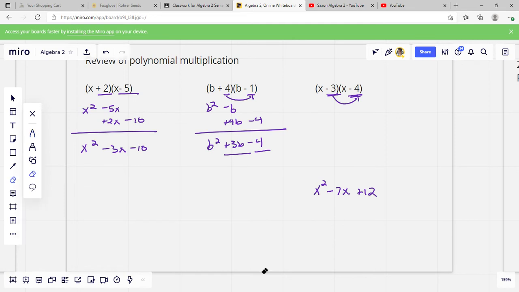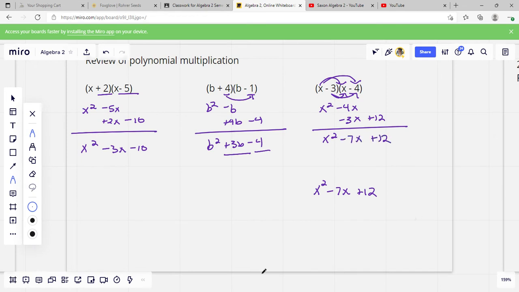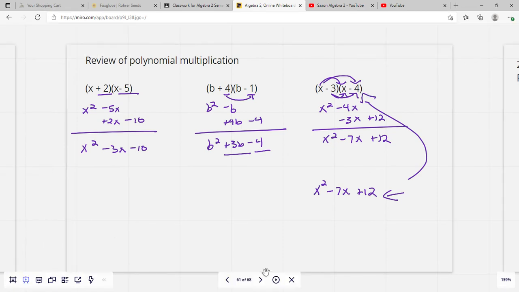Now let's rainbow it out and see if it works. So if I do x times x, I get x squared. X times negative 4 would be negative 4x. Negative 3 times x would be negative 3x. And negative 3 times negative 4 would be positive 12, because I did a negative times a negative. So I'm going to get x squared, and then negative 3 plus negative 4 is negative 7x plus 12. So when it says that we're factoring trinomials, we're just going to start here, and we're going to end up there, right? So we're just undoing our rainbowing.